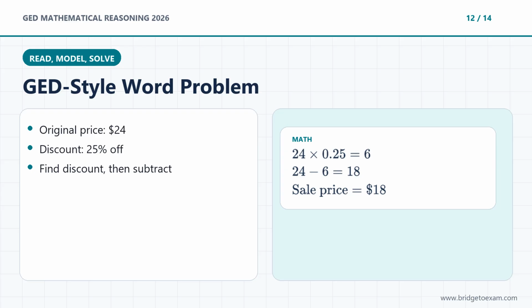Here is a GED-style percent problem. A practice book costs $24. The store gives 25% off. First, find the discount. 25% of 24 is $6. Then subtract the discount from the original price. The sale price is $18.